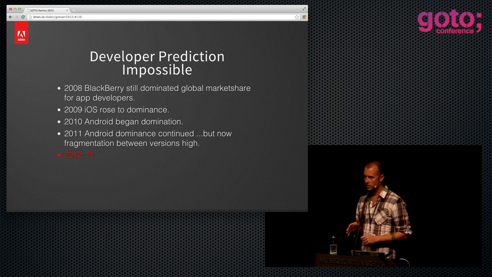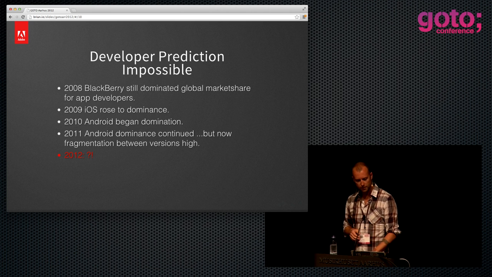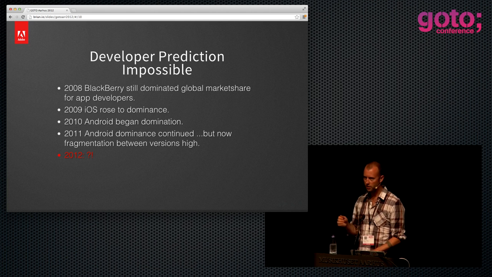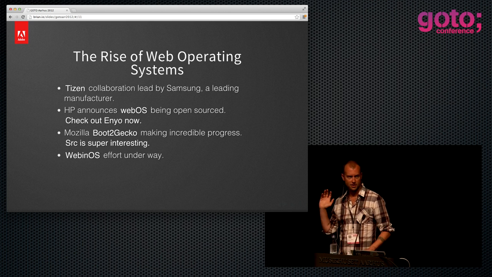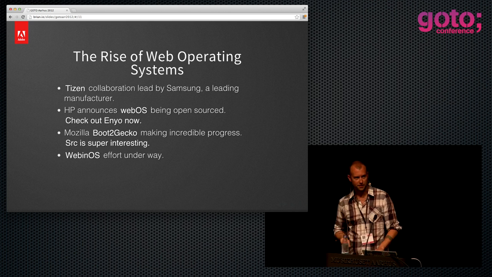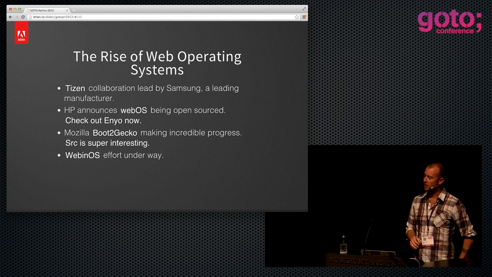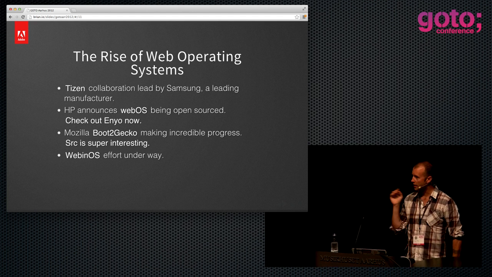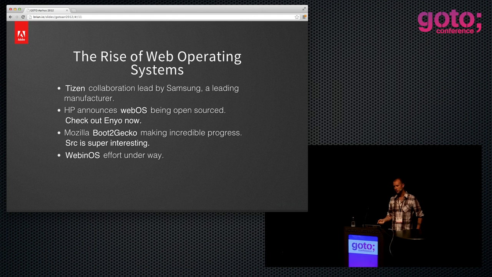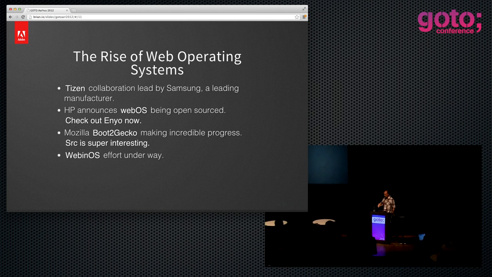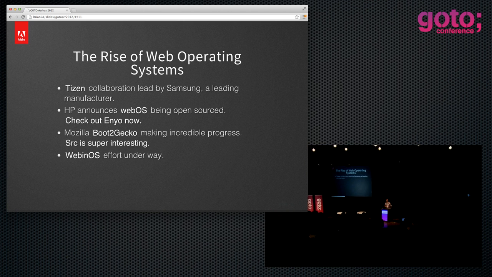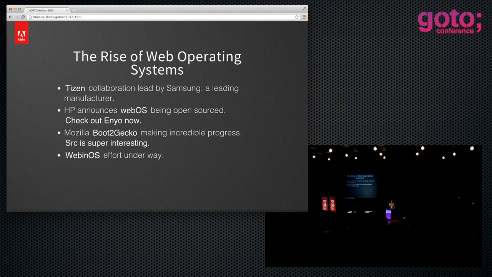Another angle to all this, and I've been talking about this a fair bit because it's an interesting trend. Has anyone heard of Tizen? Like one person. Okay, two people. Tizen is a collaboration between Samsung and Intel, primarily, and it's a Linux kernel with a WebKit sitting on top of it, which is probably familiar to you if you remember WebOS from HP, which apparently is going to get open sourced later this year.